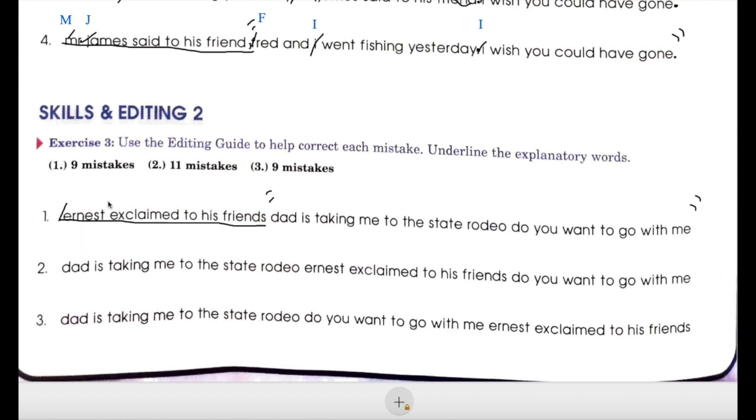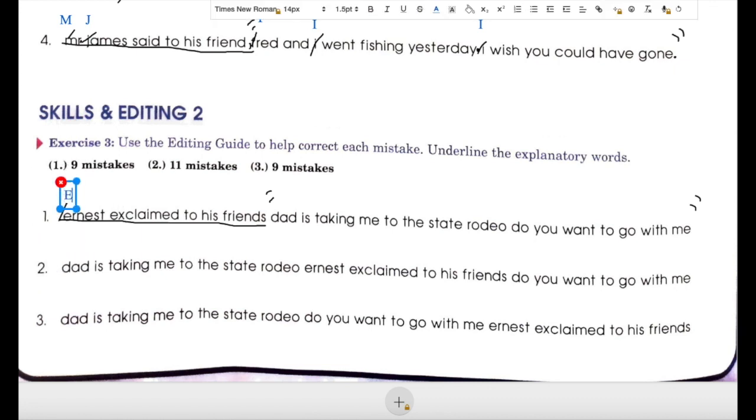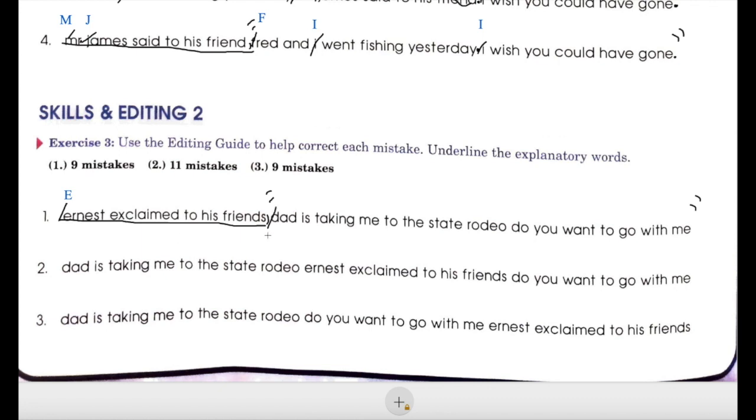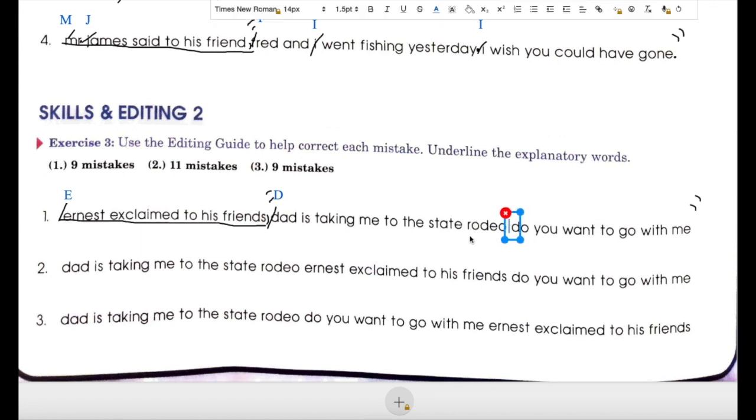Capitalize Ernest, beginning of the sentence, and it's a name. Exclaimed to his friends. We have explanatory words at the beginning, so we need a comma after them. Capitalize Dad. Dad is taking me to the state rodeo. We need an exclamation point right here.